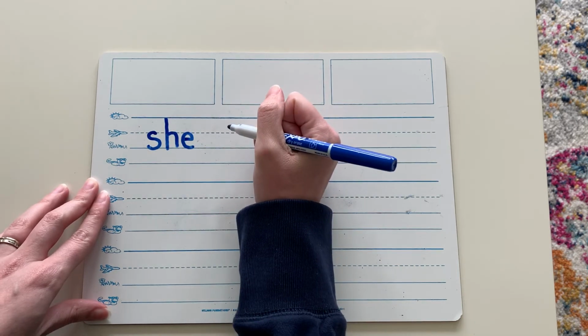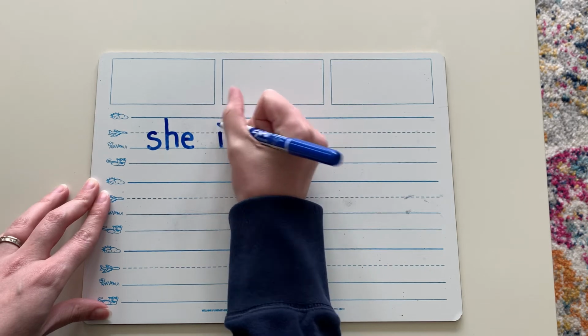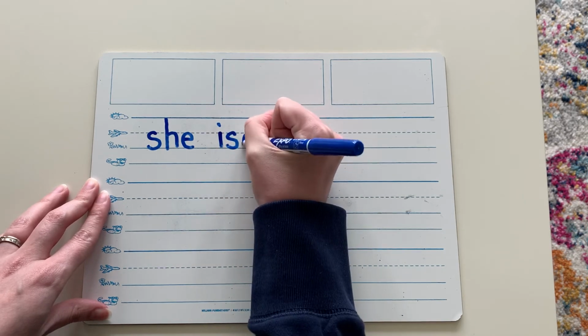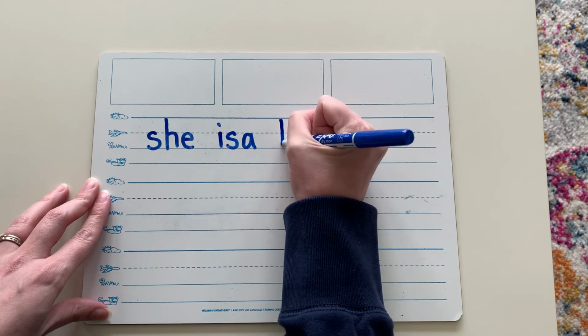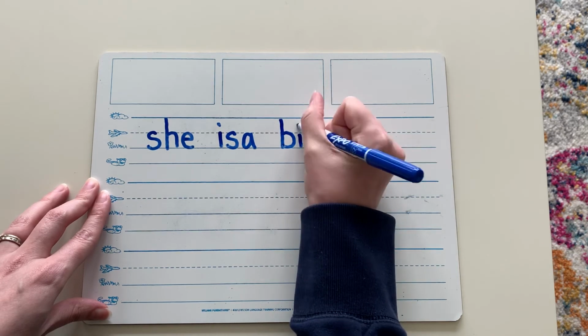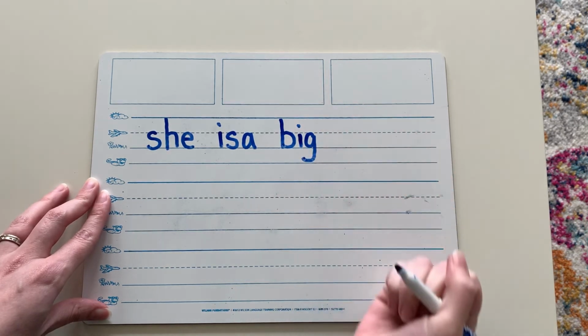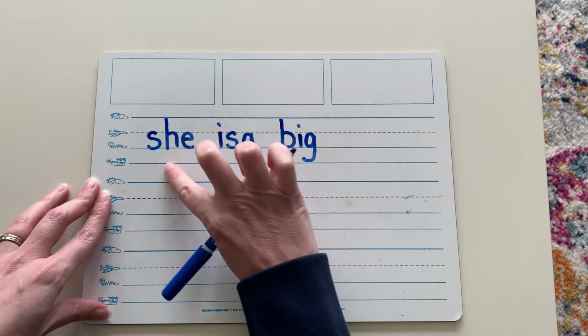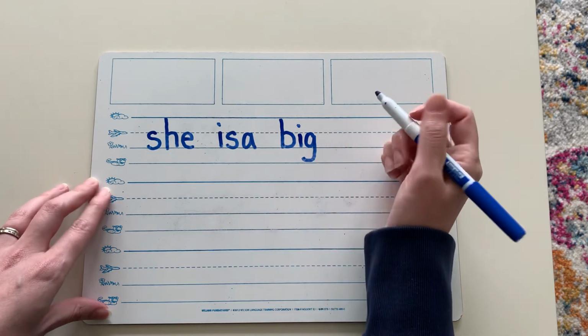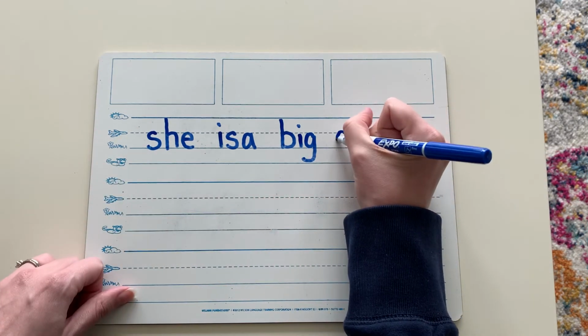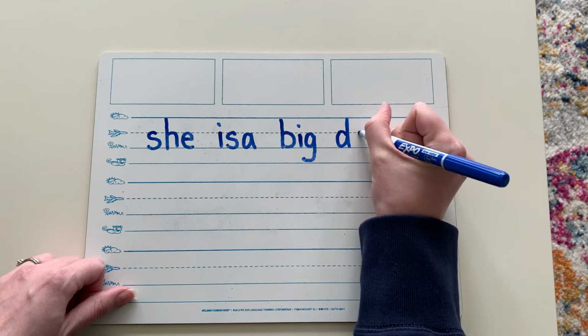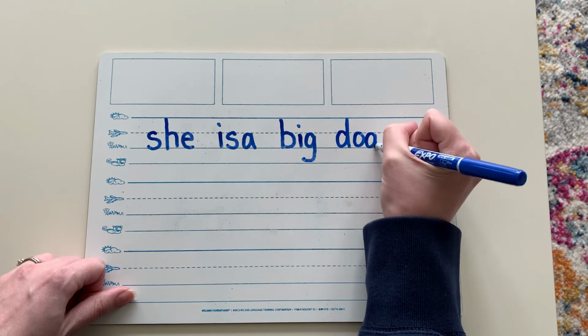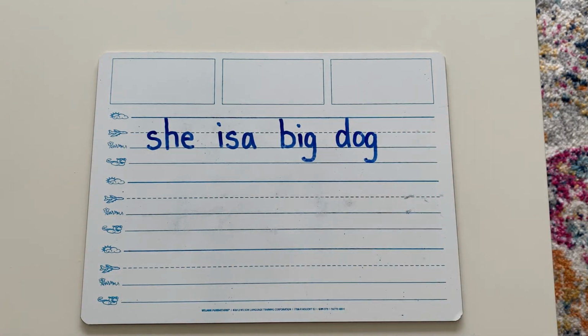She is a, what's that word? Big. She is a big, let's see. D, A, G. All right. What's wrong with my sentence?